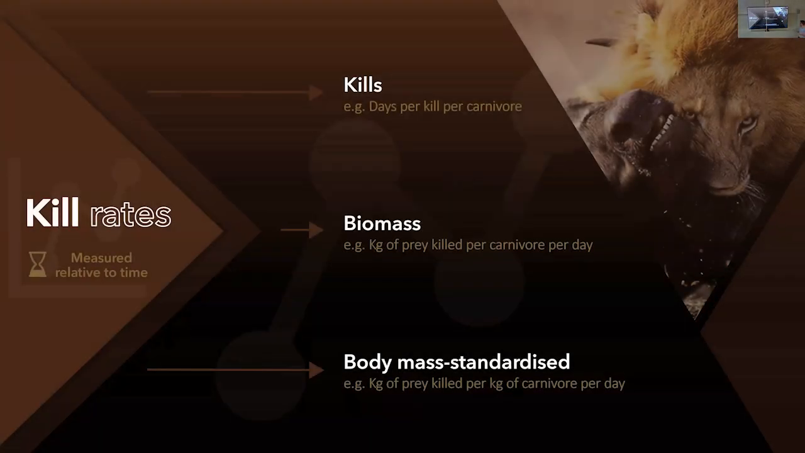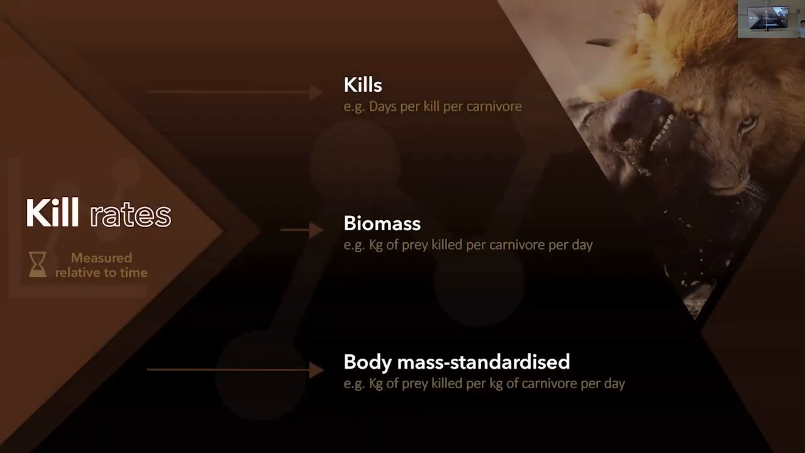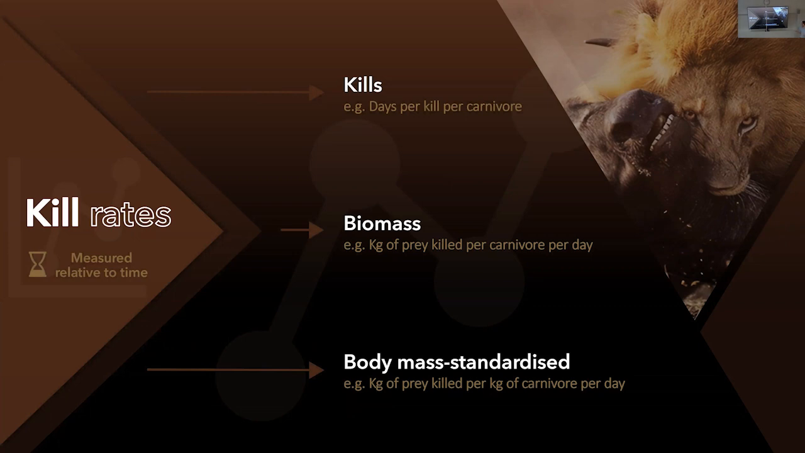So in terms of kill rates, they're measured relative to time and they can come in different formats. Typically they're measured in terms of kills, so prey animals killed per unit of time, so kills per day per carnivore or group of carnivores. But they can also be measured in terms of biomass, so the amount of prey killed per carnivore per day, or can be body mass standardised, so kilograms of prey per kilogram of carnivore per day.